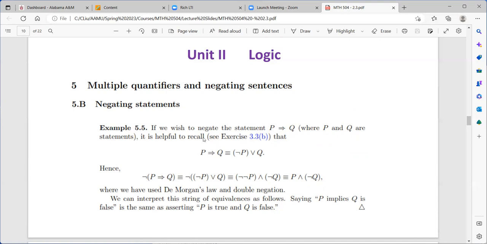So if you look at the examples or the rules or exercises, you might recall this conditional statement P implies Q is equivalent to negation of P disjunction with Q. And this is easy to prove, by the way, by truth value table, right? That's a very direct way to prove it.